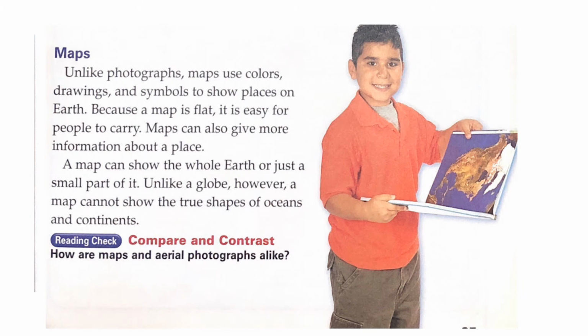Now, unlike photographs, maps use colors, drawings, symbols to show places on Earth. Because a map is flat, it is easy for people to carry it, and maps can also give more information about a place. So, a map can show the whole Earth or just a small part of it. Unlike a globe, however, a map cannot show the true shapes of oceans and continents. So we know that already.